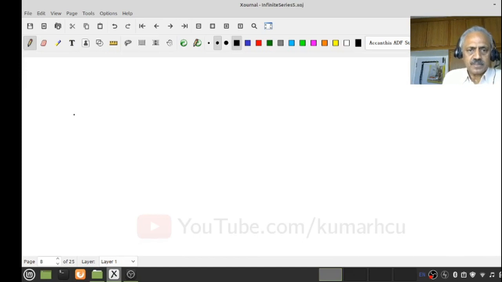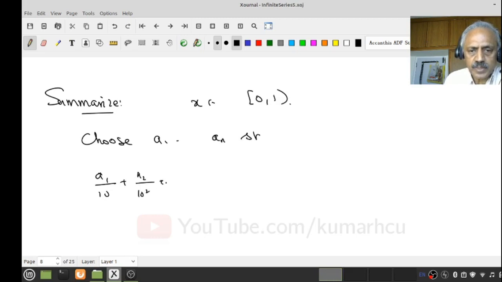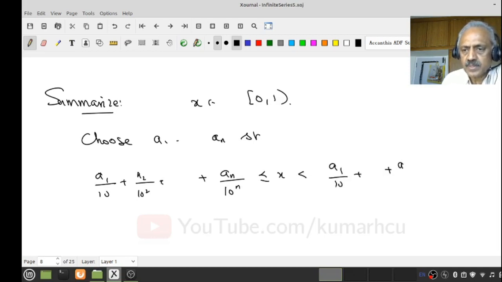So let me summarize. x is in the interval 0, 1. Choose a1 up to an such that a1 by 10 plus a2 by 10 squared plus an by 10 to the power n is less than or equal to x, strictly less than a1 by 10 plus up to an minus 1 by 10 to the power n minus 1 plus an plus 1 by 10 to the power n.